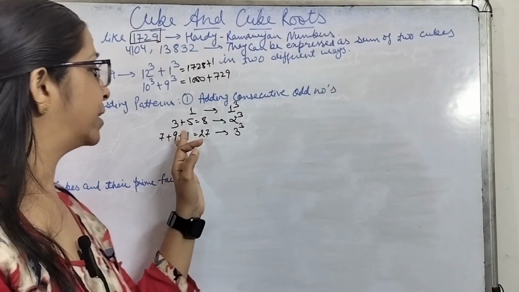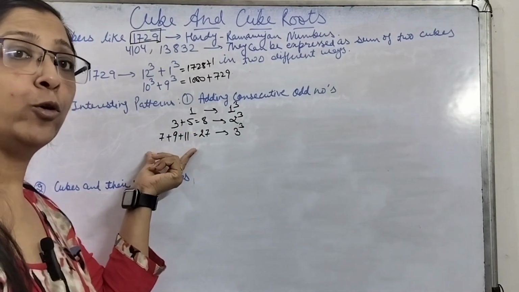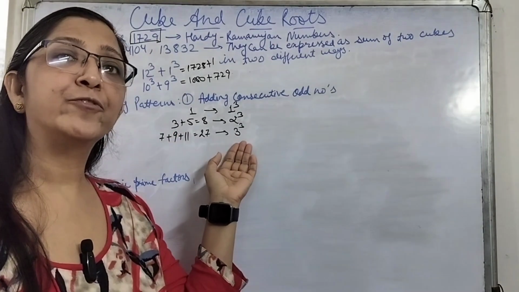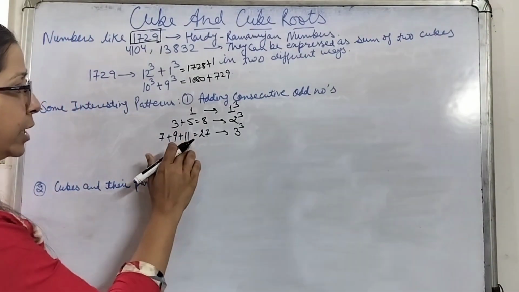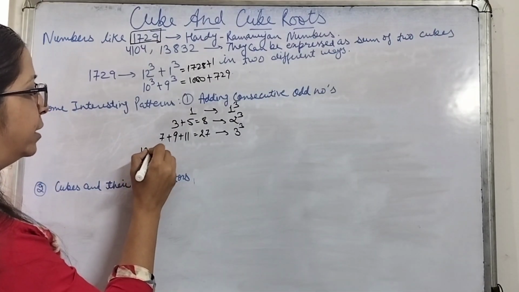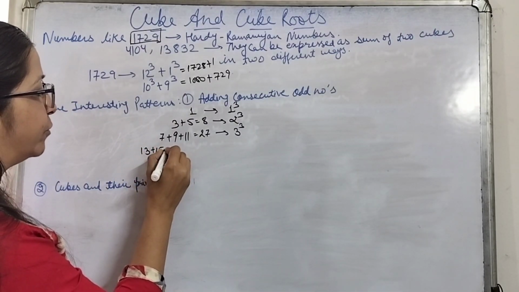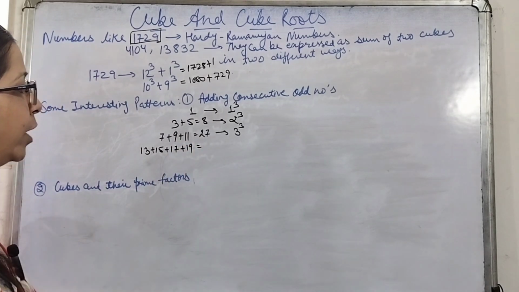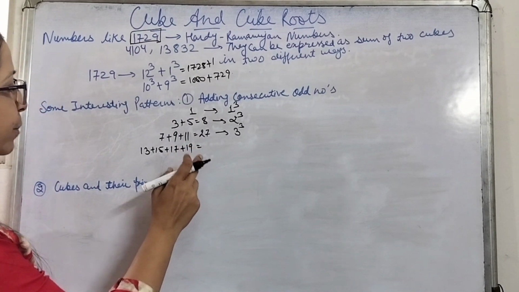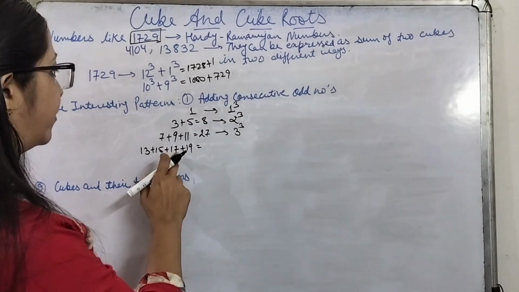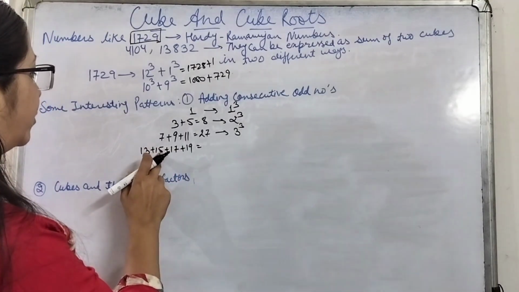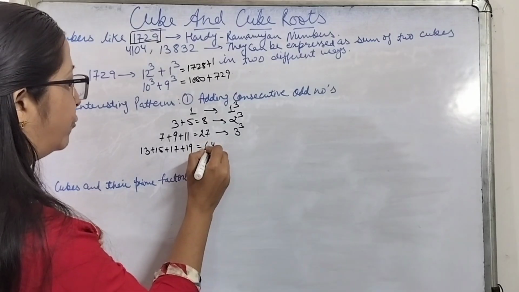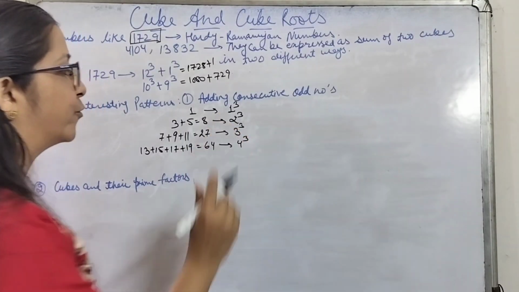Similarly, if we take the next 4 consecutive odd numbers, then it will be the cube of 4. Now just check it out. After 11 comes 13, after 13 it is 15, after 15 it is 17 and after 17 it is 19. If we add all these numbers, 9 plus 7 is 16, 16, 21, 24, carry over 2, 3, 4, 5, 6, 64, which is the cube of 4.